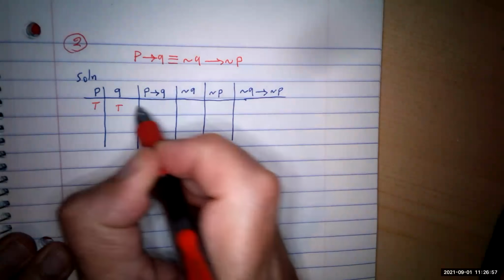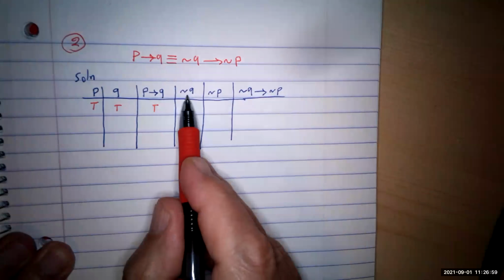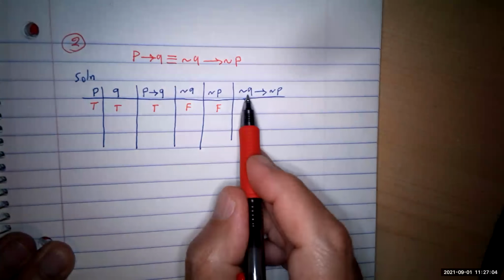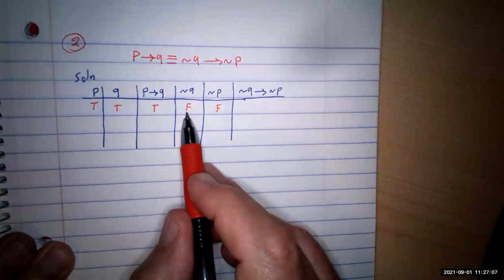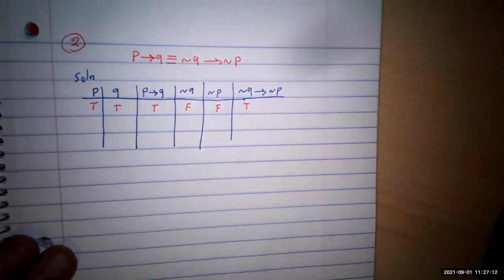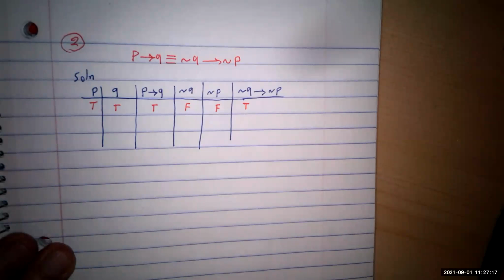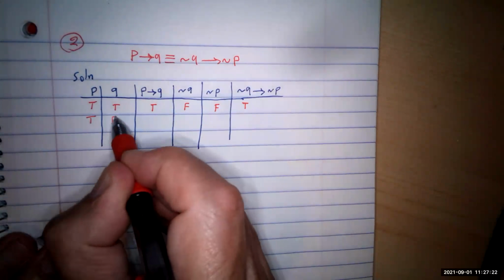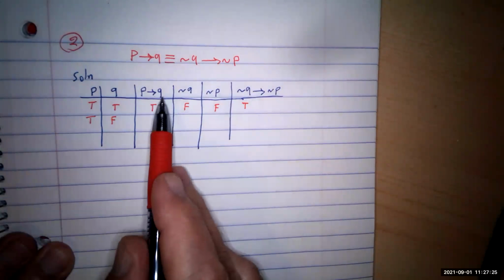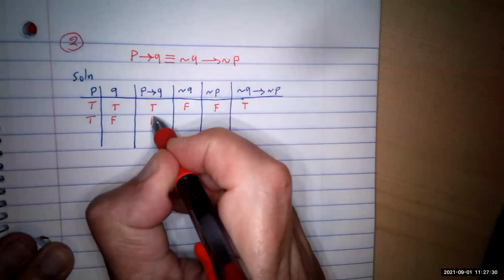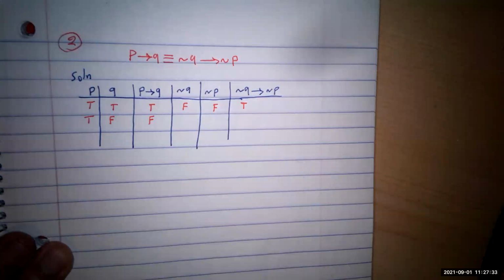True, true. This is going to be true. Not Q would be false. Not P would be false. You have the implication. Remember, if you start with the false statement, this is always true. Okay, we talk about the conditional. Implication is true if the starting one is false. Next, true, false. True, false. This is the implication. You start with the true statement, but you end up with the false. So this would be false.